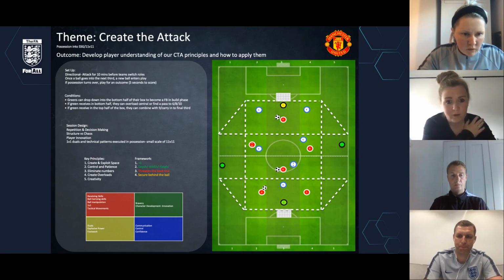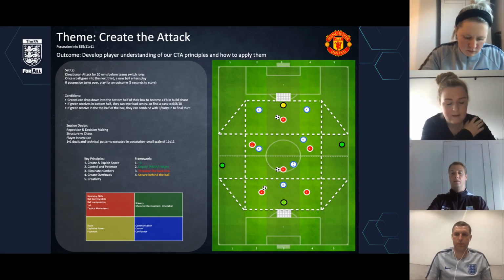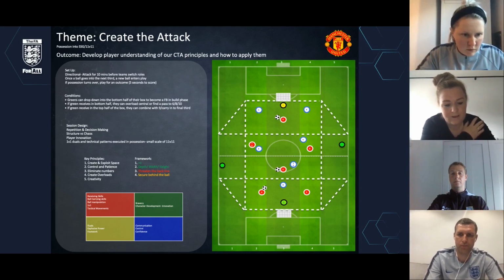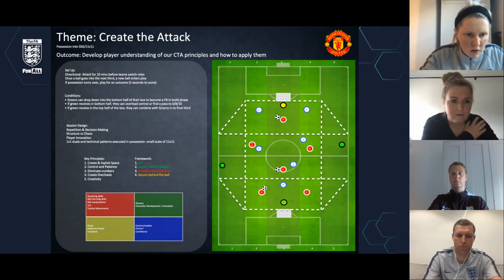We can work with the 9, if that's the 9 who's really good at dominating 1v1. Can you get across your centre half? Can you find open channels to play? But it's the patience to build, because that for us was a key area that we wanted to focus on.